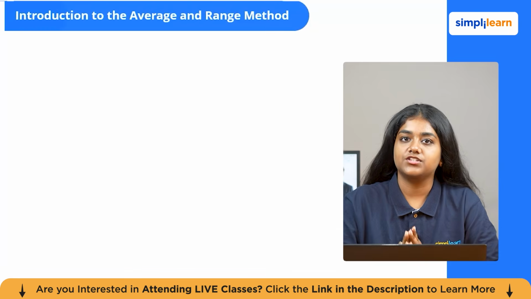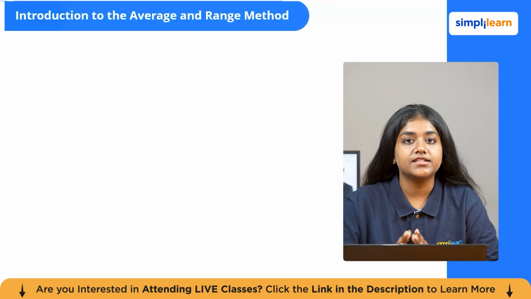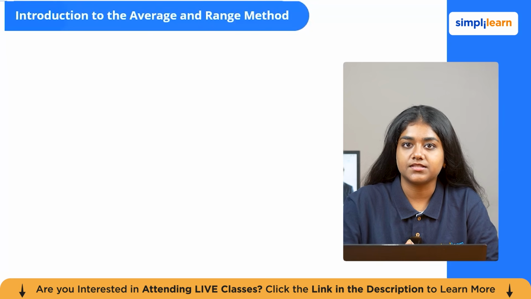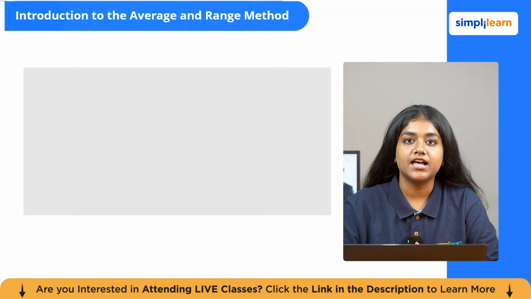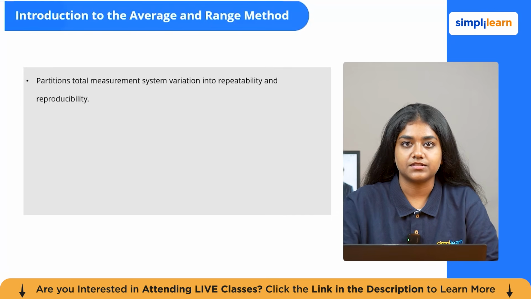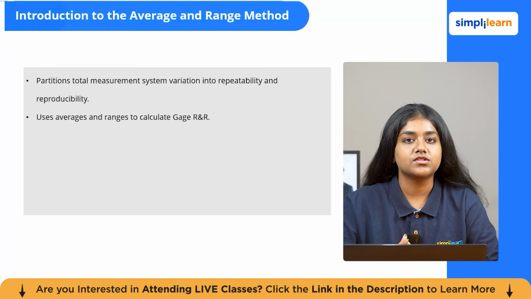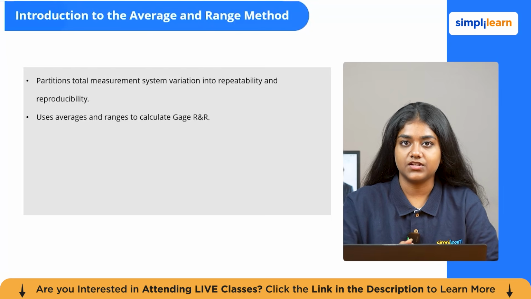So let's understand the average and range method. The average and range method is a common method used in a Gage R&R study. It separates the total measurement variation into two main parts: repeatability and reproducibility. This helps identify whether the variation is coming from the instrument itself or from the differences between the operators. So this method breaks down the overall measurement system variation into smaller sources. The main focus is to determine how much variation comes from the gauge and how much comes from the people using the gauge. It uses averages and ranges. The method uses the average of repeated readings and the range between these readings. These values are used to estimate measurement variation and calculate the total Gage R&R value.